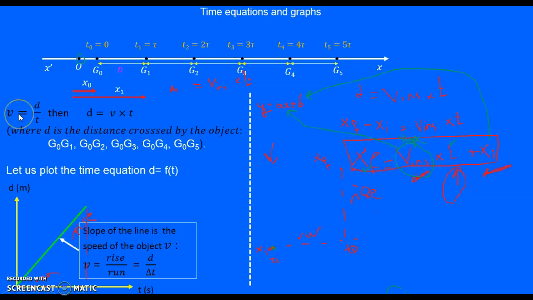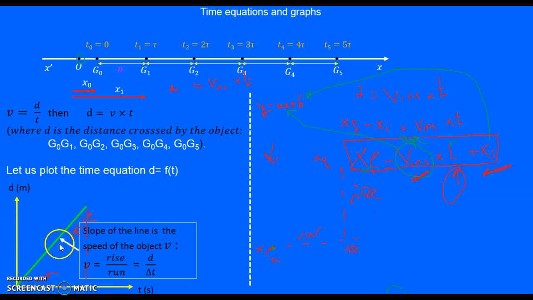If we want to calculate the average speed, v average is equal to total distance over time. This could be expressed, by doing cross multiplication, as d equals v times t, where v here is the average speed. Now, plotting the equation d as a function of time for these different distances: we have G0G1, G0G2, G0G3, G0G4, G0G5, and so on. If we plot these distances, we're going to obtain the following graph.